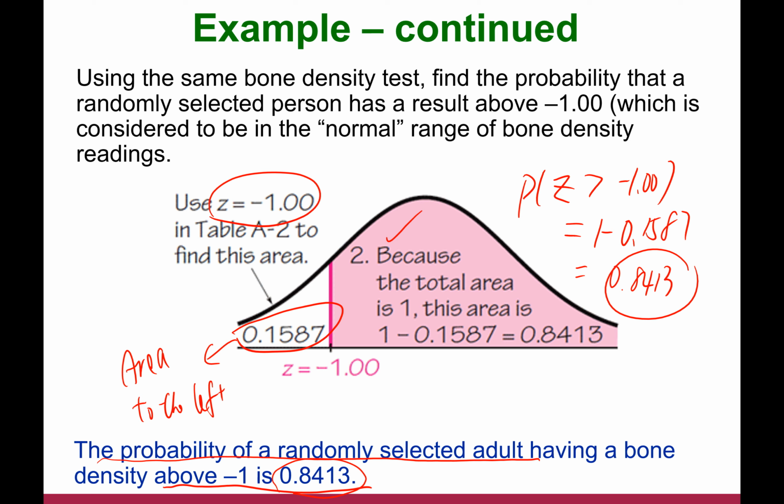So the keyword here is above. Above indicates we want an area to the right. Below tells us area to the left. Between tells us area in between.